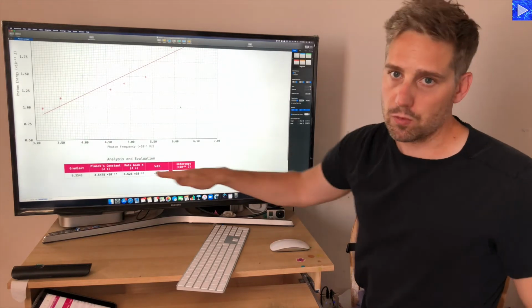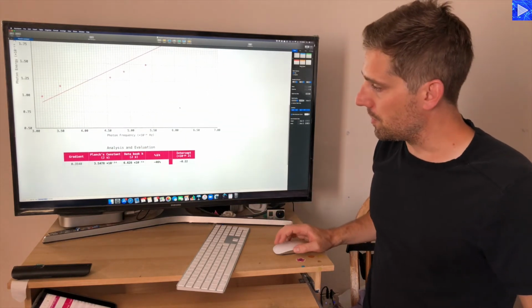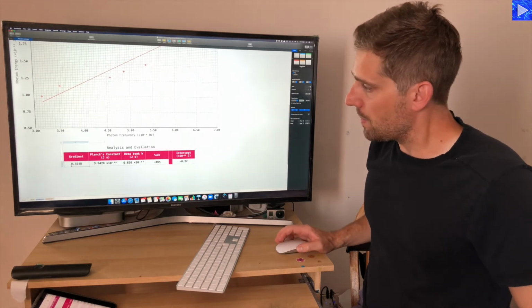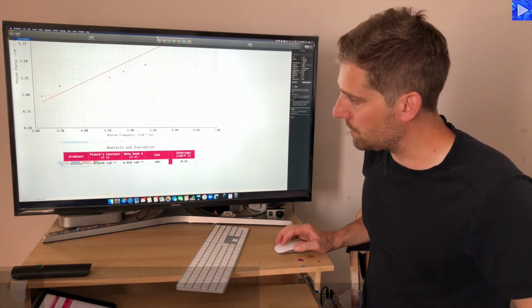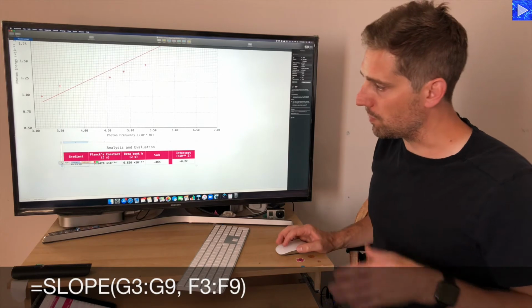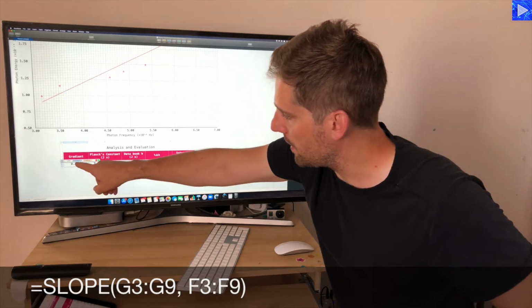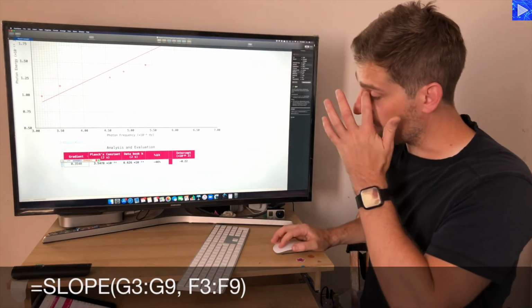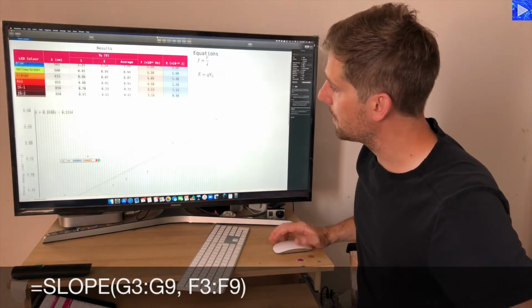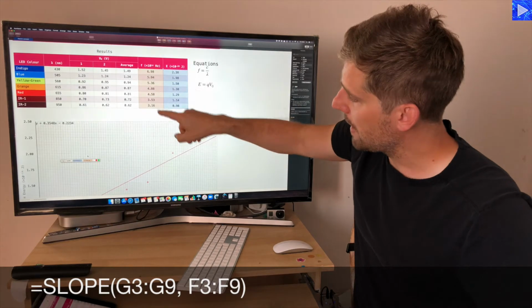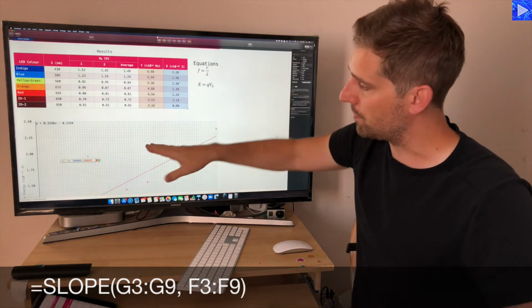You can see I've actually auto-calculated the gradient here and Planck's constant. So the gradient is calculated using the slope formula. So slope, and then I put in my E data. All I did here is click on this column, and then I clicked on the F column for the second argument.